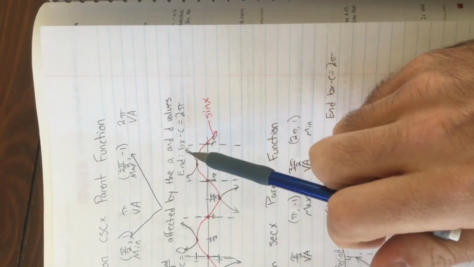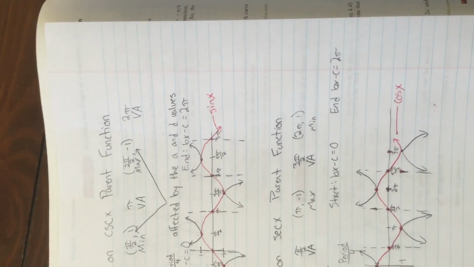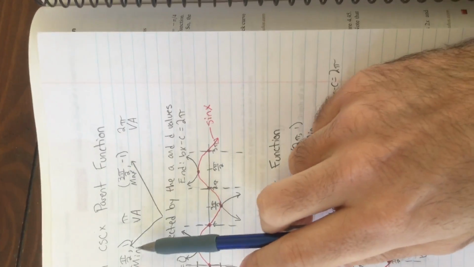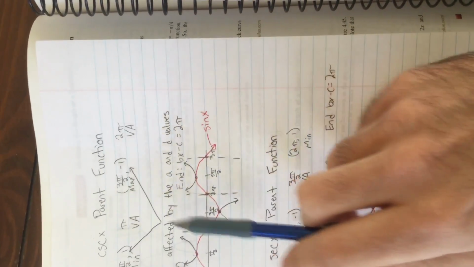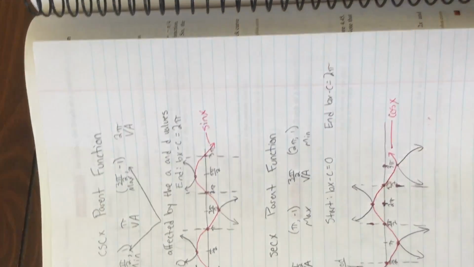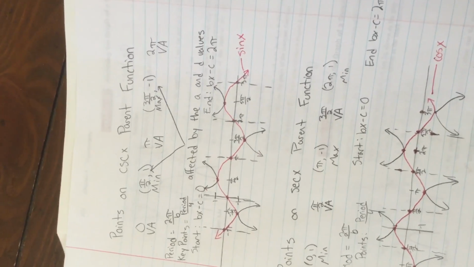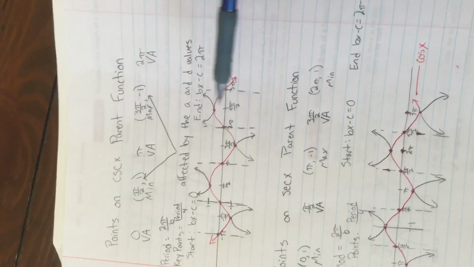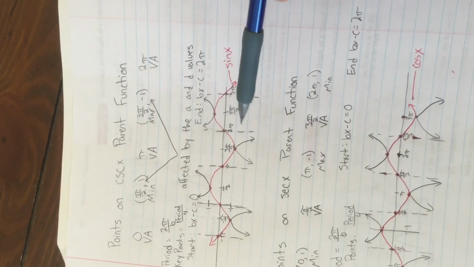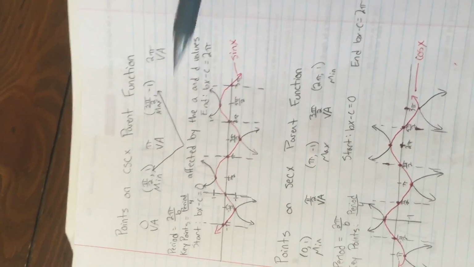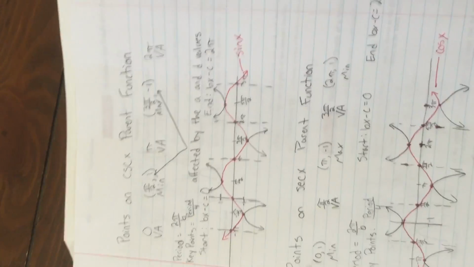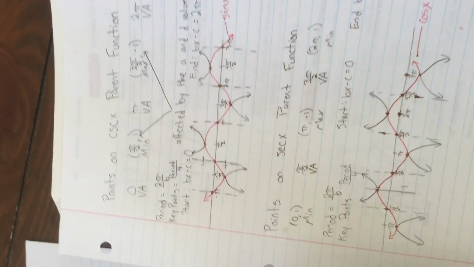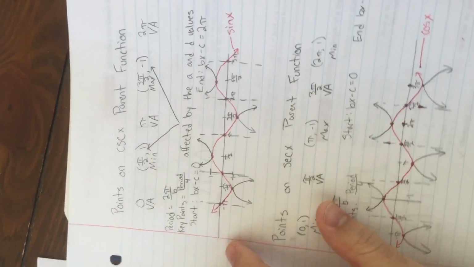Bx minus c equals 0. Bx minus c equals 2 pi. Again, I wrote here that these values are going to be affected by your A and D values. If it is shifted up or down or stretched, these might be further up. The middle of our graph might be moved up a little bit depending on those values. Let's see what else we have here.